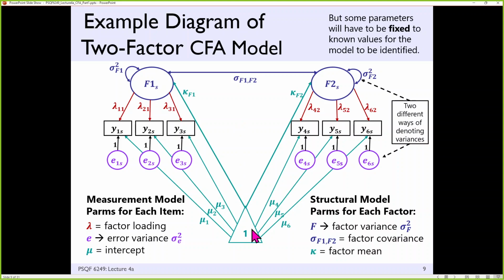Then we get to the stupid triangle. I hate the stupid triangle. It just clutters up the diagram. But what this is trying to do is build the intercepts and means into the picture.